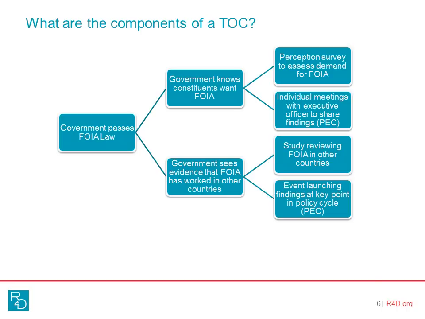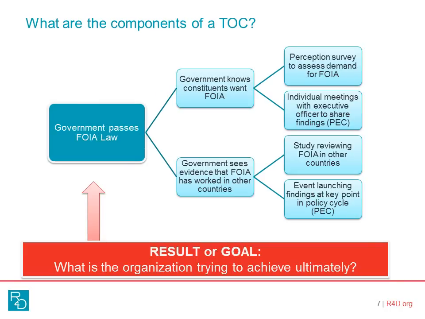As discussed earlier in the presentation, there are three major components to a theory of change, although different scholars may have different terms for these components. Let's take an example to highlight the different components of a pretty simple theory of change, in this case, one that focuses on freedom of information legislation. The first part of the theory of change is the result or goal. In this case, the organization has set a policy goal of the government passing a freedom of information law for the country. It is worth noting a few things about this goal.